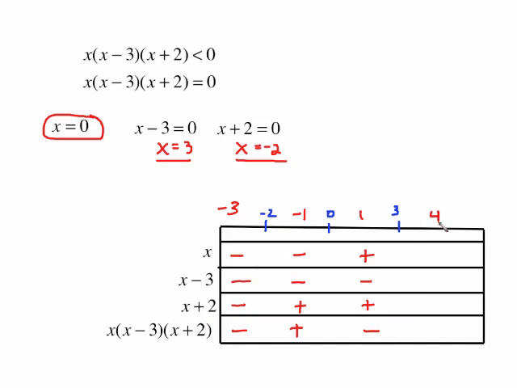A number to the right of 3, like 4, that's going to be a positive. Put a 4 right here. 4 minus 3 is a positive 1. 4 plus 2 is a positive 6. Multiply those three positives together, and you get a positive.